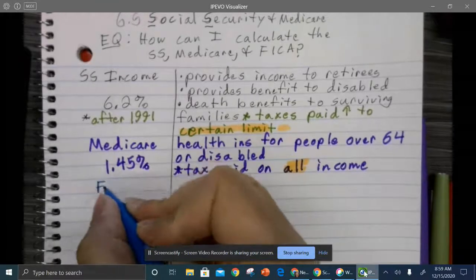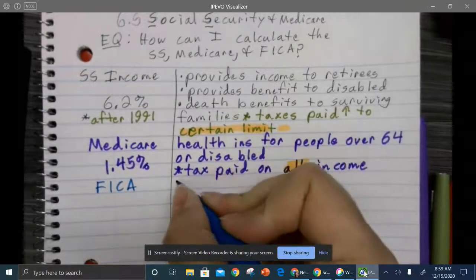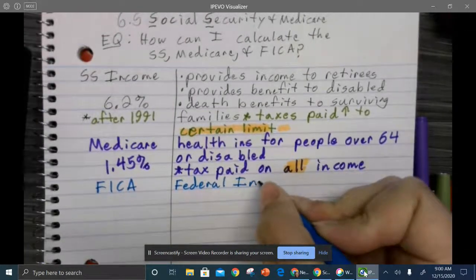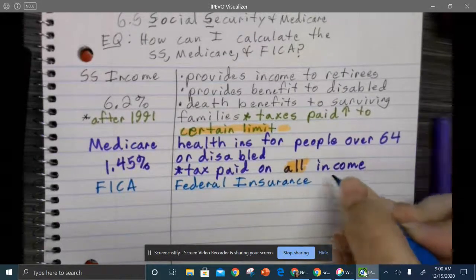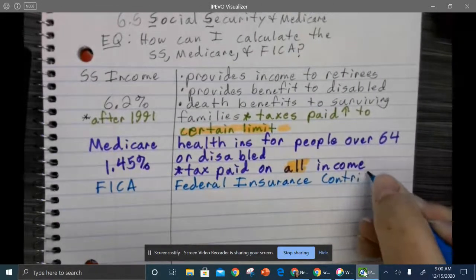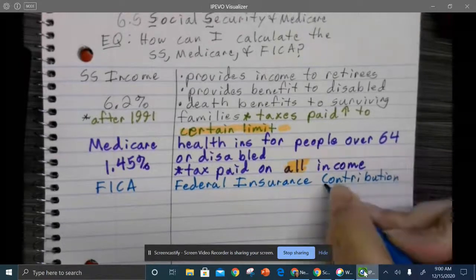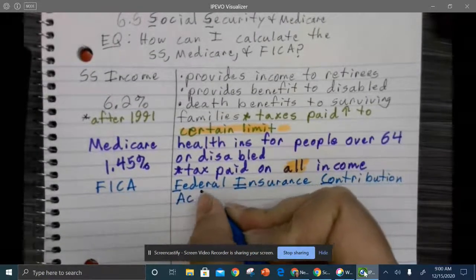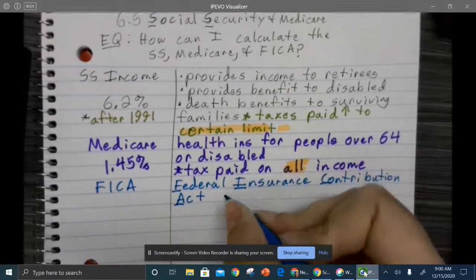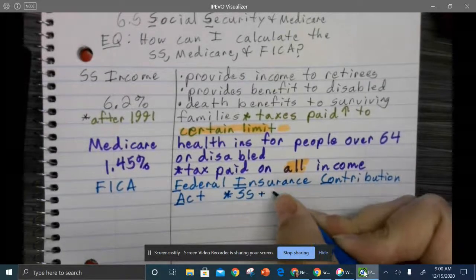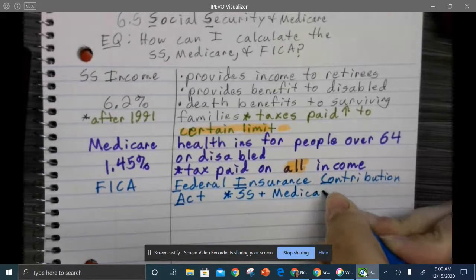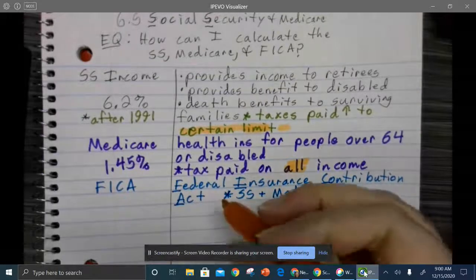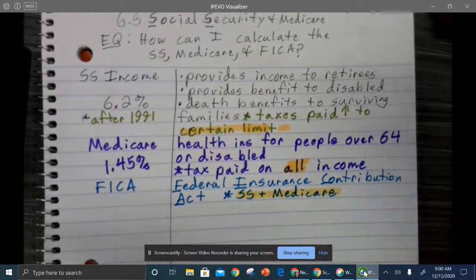So FICA taxes, everybody. So if you look on your paycheck, you may see it like that. So it's the Federal Insurance Contribution Act. So we didn't always have Social Security and Medicare. Okay. So FICA is Social Security plus Medicare. Okay, so it's both of them together. So on your paycheck, you may see it'll say FICA taxes, and that's where we put both of them together.